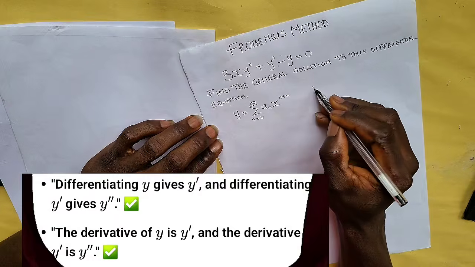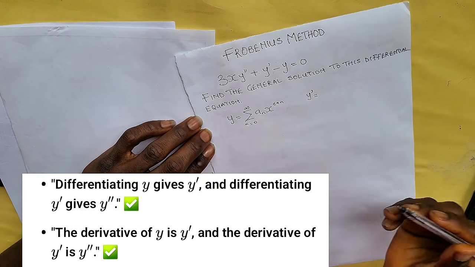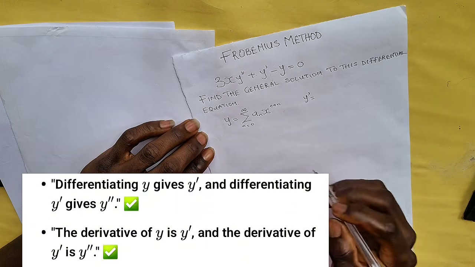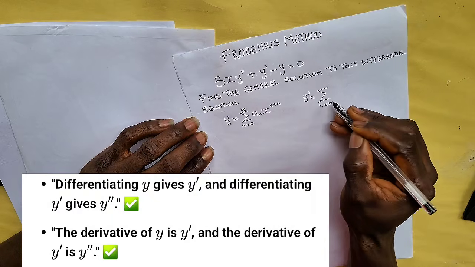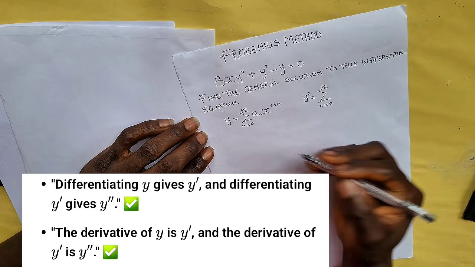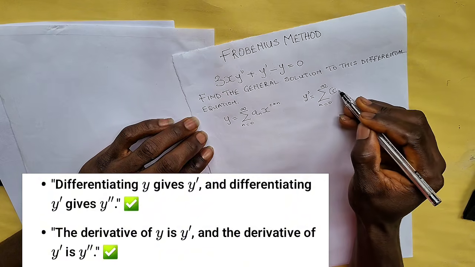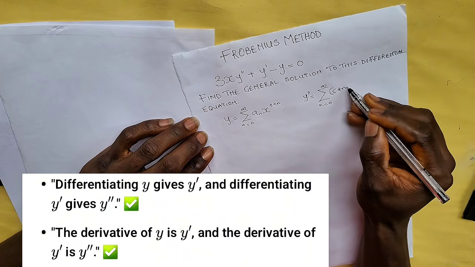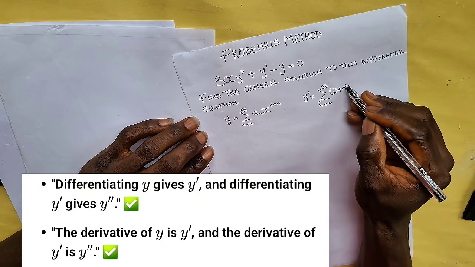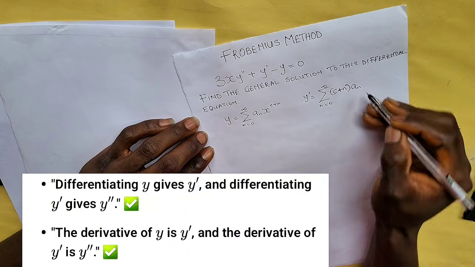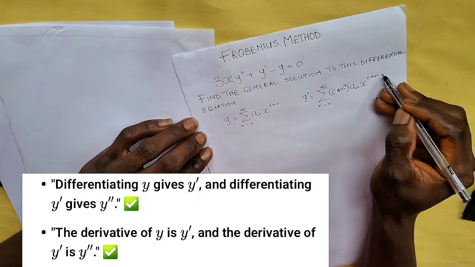So I will say y prime, which is just like differentiating y one time, will be summation of n equals 0 to infinity. So you are differentiating with respect to x. So what am I going to have? I'm going to have (c plus n), let me put it in brackets, because when we use this to multiply the coefficient, so a_n, then x^(c+n), we subtract 1 from the power.